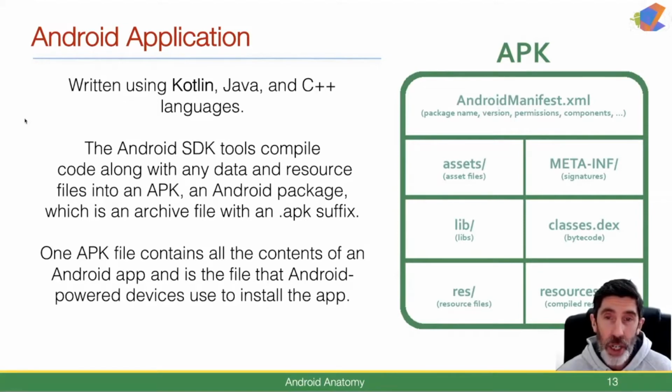One APK file contains all the contents of an Android app and is the file that Android powered devices use to install the app. So when the user goes to install your app from the Play Store, that's what actually gets downloaded onto the device, and that's what gets installed. And what it's actually made up of is generally what we have here in this little graphic.